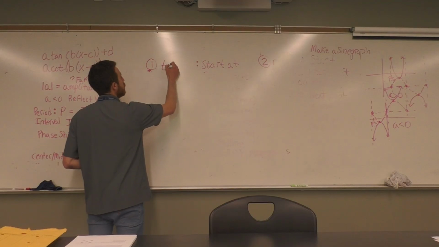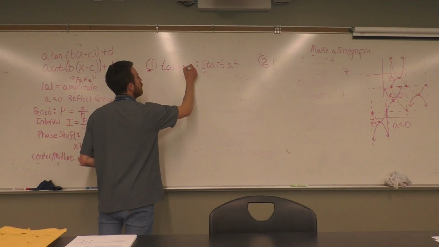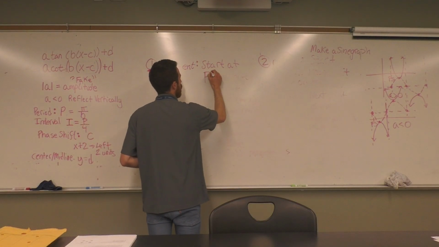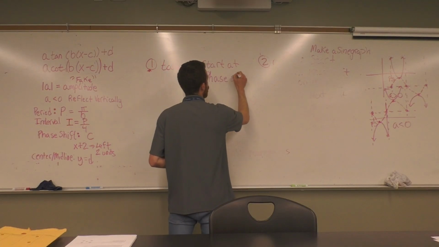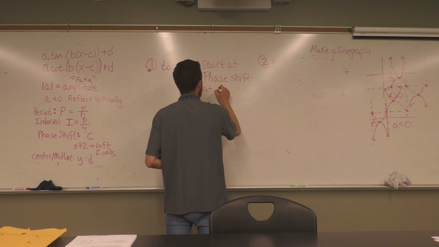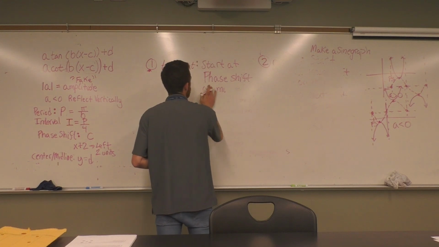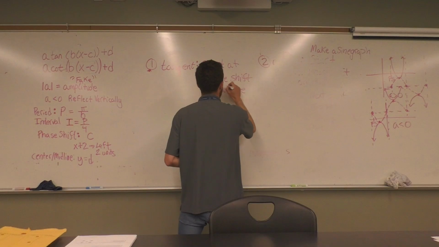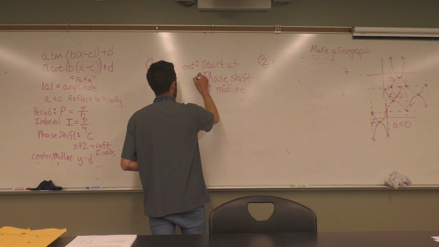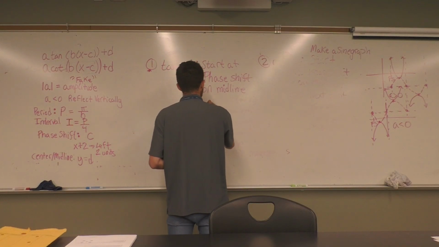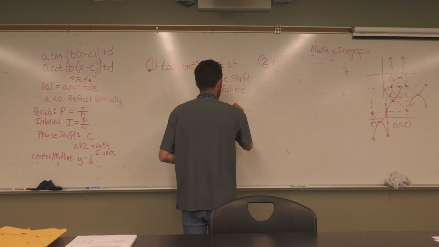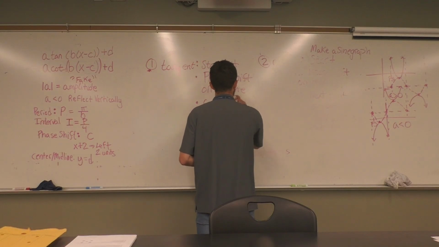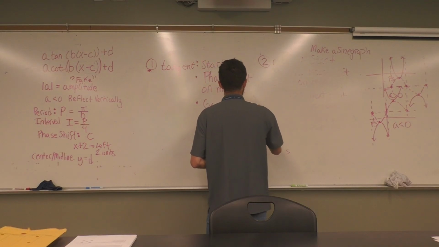Okay. Tangent. Start at, I could have saved actually some of this. Start at the phase shift at the midline. On the midline? Let's say on. On the midline. Hopefully no one can see, because I'm blocking it, that I just spelled back wrong.